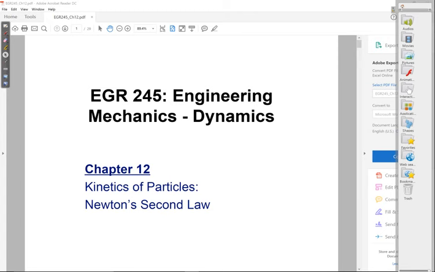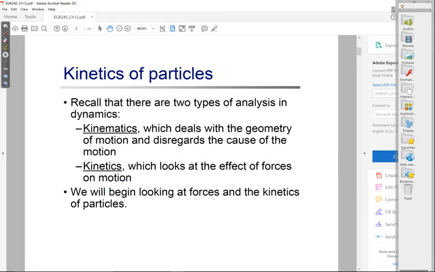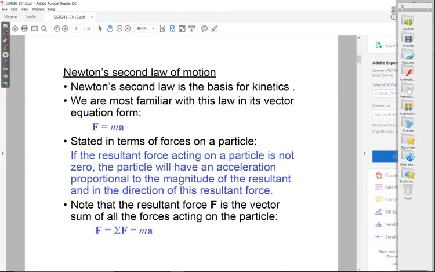We're going to move on to the kinetics of particles, which of course is now looking at forces that cause the motion of these particles. Obviously the main equation that's going to define this chapter is going to be Newton's second law. And we all know Newton's second law as F equals ma. It seems like a very simple equation, but a couple of important things about this equation. The first thing is this is definitely a vector equation. It's not a scalar equation, so that means force is a vector quantity. It has components. Acceleration is also a vector quantity.